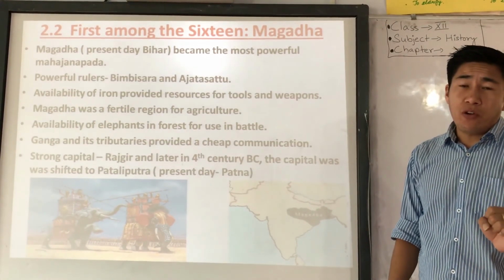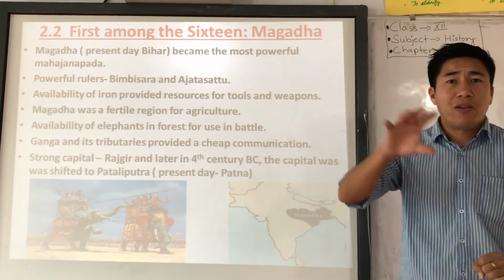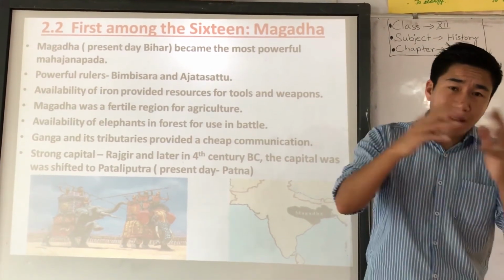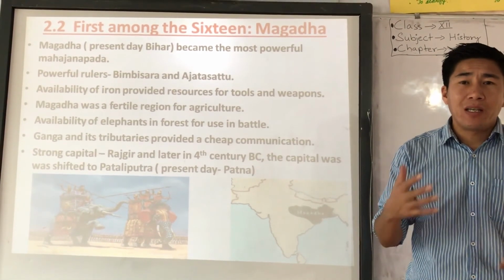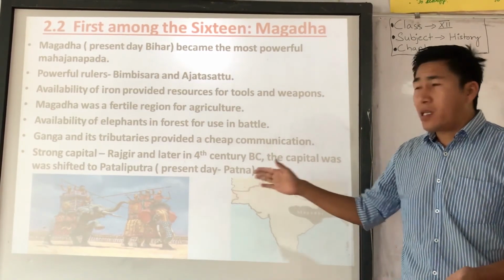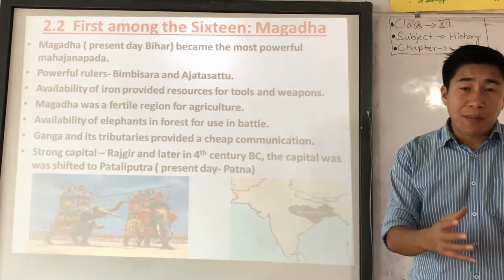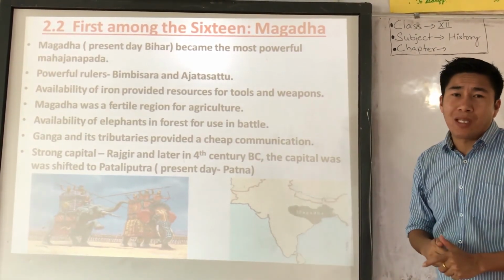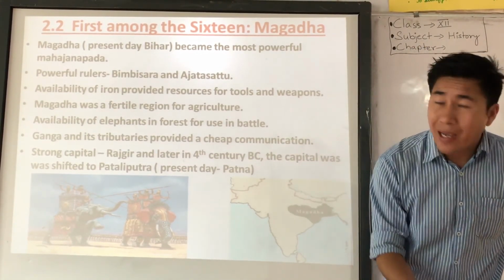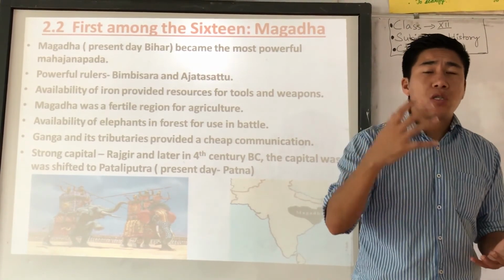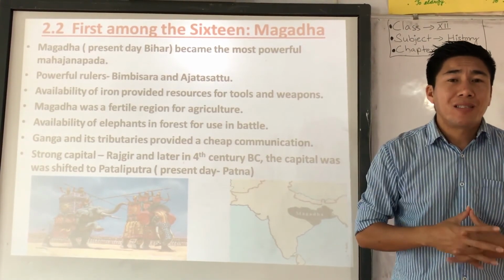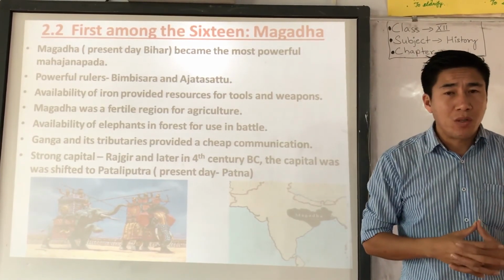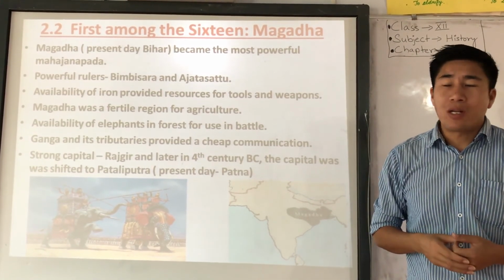And as I told you before, it has a strong capital, right? Rajgir. Before, it was called Raja Gara, Raja Ka Ghar. And around the 4th century AD, the capital shifted to Patliputra, present day Patna, the capital of Bihar. So these points show how and why Magadha is considered the most powerful among the 16 Mahajanapadas. You must learn it because that kind of question is frequently asked in the board exam.